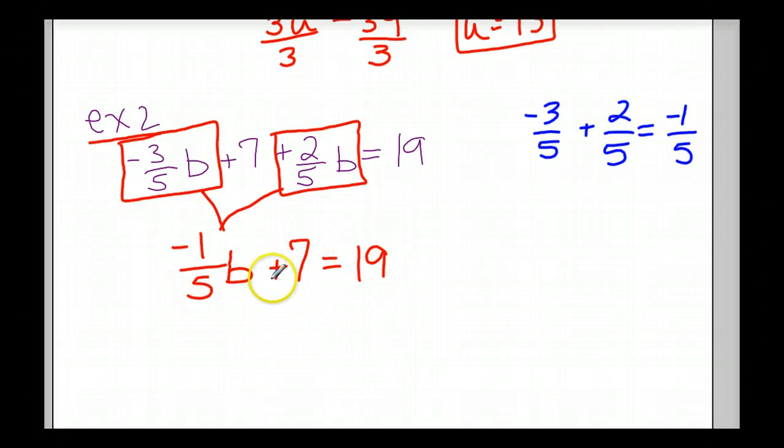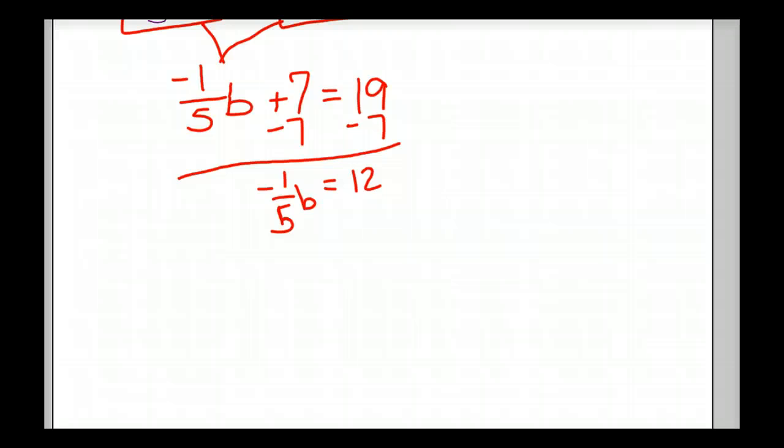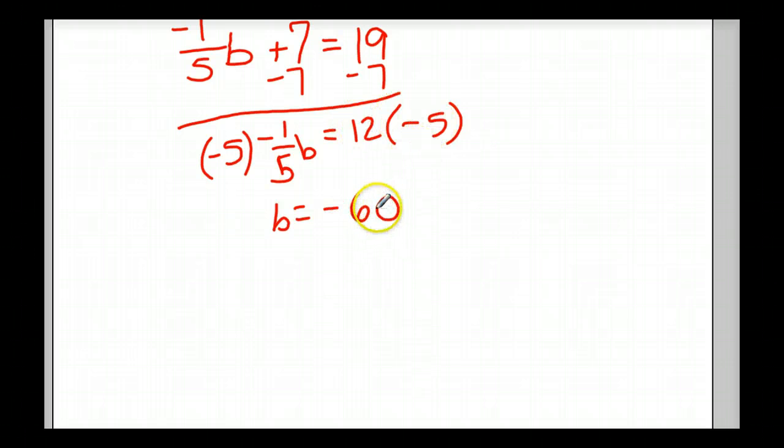So what do we do first? We minus 7 from both sides. This is just like what we did last week. 19 minus 7 is 12. 12 equals negative 1/5 b. Well, now what do we do? Now we multiply. Remember, we multiply each side by this negative 5. We're trying to get rid of that negative. Multiply this side by negative 5. So we get b equals negative 60, because 12 times negative 5 is negative 60. I'll just put those lines there in case you forget.